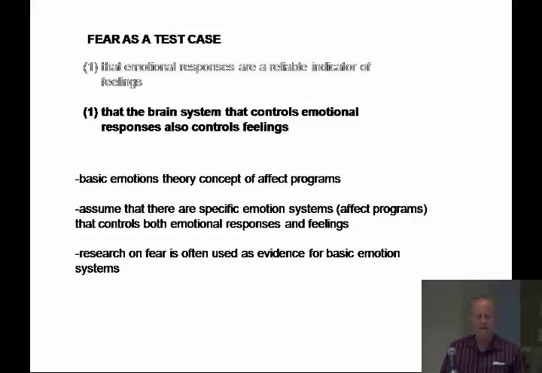So what about the second assumption? The brain system that controls emotional responses also controls feelings. This is a core concept in so-called basic emotions theory. Basic emotions theory assumes that there's a certain set of core emotions like fear and anger and joy and so on that are hardwired in the brain, that have been put in the brain by evolution because of the survival value of the feeling associated with those emotions, and that have hardwired responses connected with them. So we can use those responses to determine what parts of the brain are involved in controlling the responses, and then know where the feeling comes from.